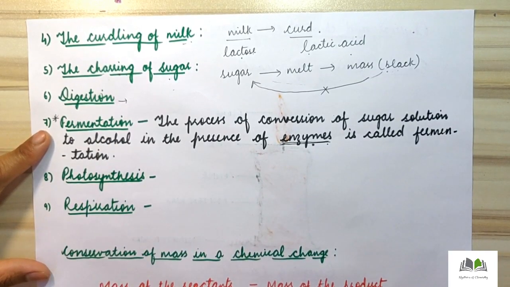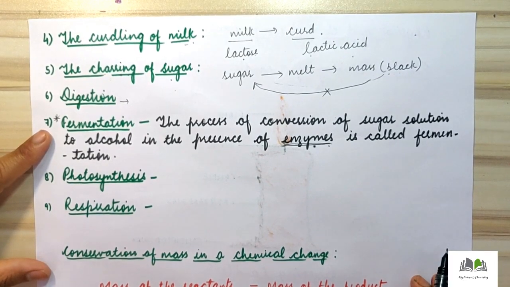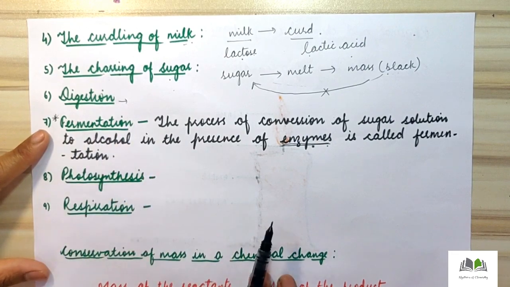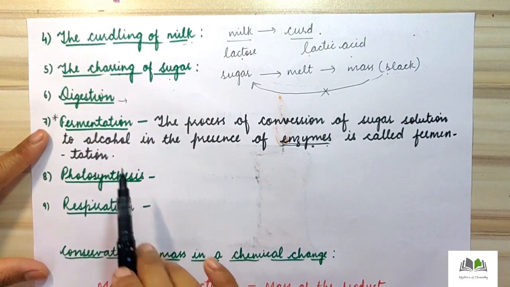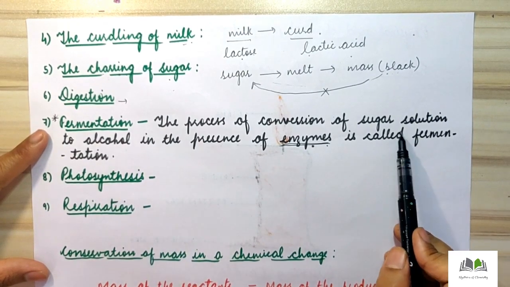In this process, carbon dioxide gas is also formed, and we can see that gas in the form of froth. Fermentation is also a type of chemical change, because once the alcohol is formed, it is a new substance. It cannot be converted back into sugar solution.